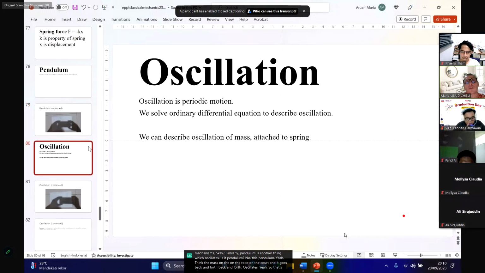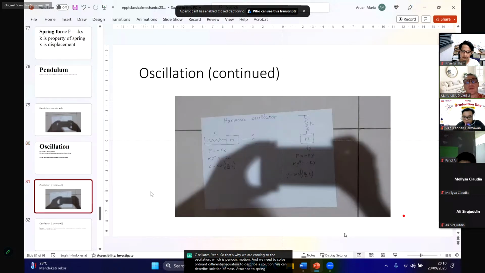So that's why we are coming to the oscillation, which is periodic motion. We need to solve an ordinary differential equation to describe oscillation. We can describe the oscillation of a mass attached to a spring. This one. So these are the differential equations and the solution. I give you the solution, and square root of K over M is the angular frequency of oscillation, either for X here or for the Y axis, doesn't matter, whether vertical Y or horizontal X. The equation is the same. Okay.